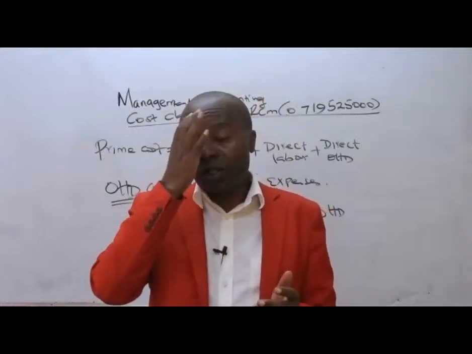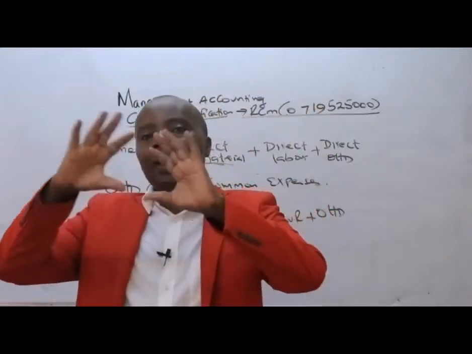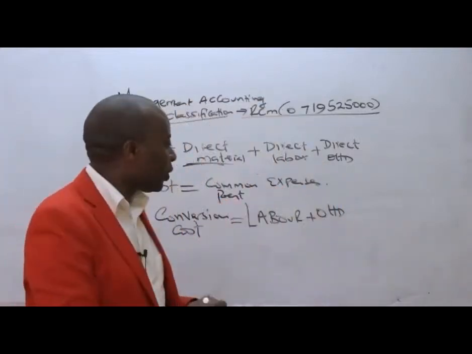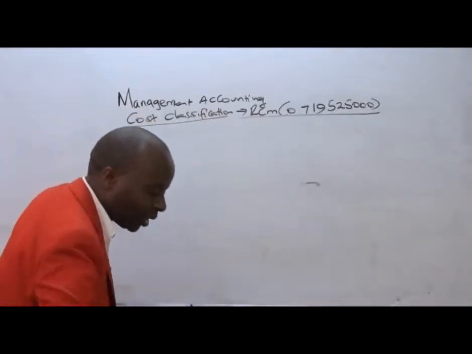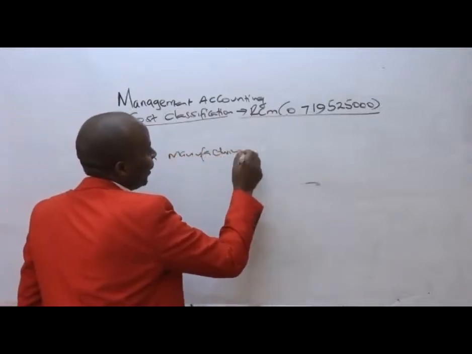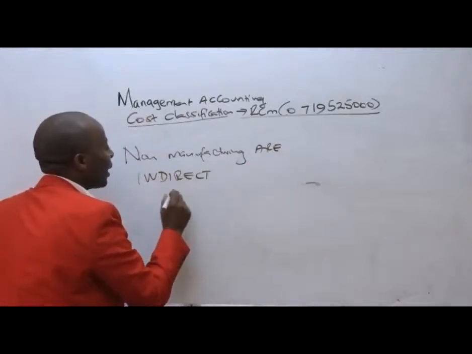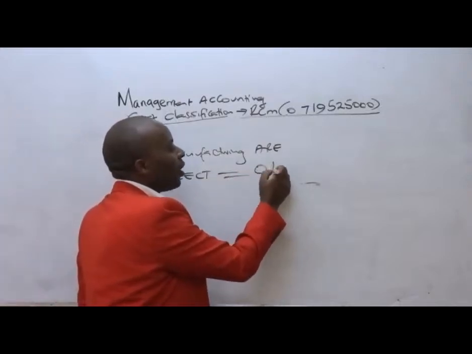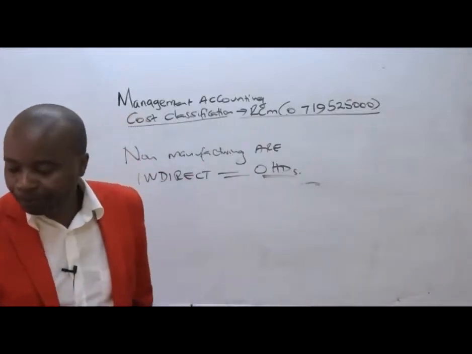Manufacturing costs. Ladies and gentlemen, outside the manufacturing cost, we shall be having what we call the non-manufacturing costs, which are basically indirect. Non-manufacturing costs are indirect. Indirect, why? They are not directly attributable to production. And in most cases, these non-manufacturing costs are the ones we call overheads. They're the common expenses. Great.